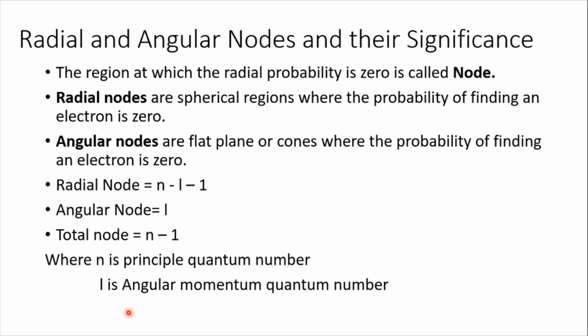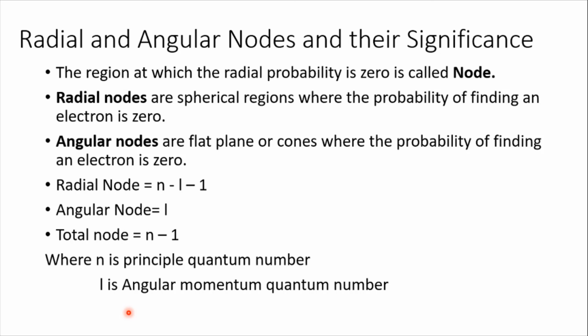Next we are going to study the most important part, that is the radial and angular nodes and their significance. See student, this is the part where the question can be asked. In each and every exam, there is a question on this part, that is radial node, angular node or total node. The region at which the radial probability is 0 is called a node. Radial nodes are the spherical regions where the probability of finding an electron is 0, whereas angular nodes are the flat planes or cones where the probability of finding an electron is 0.